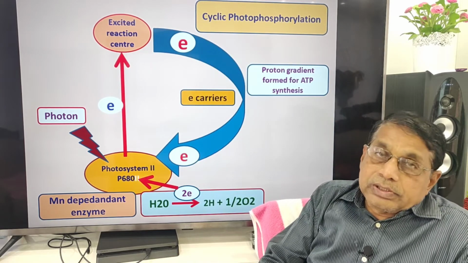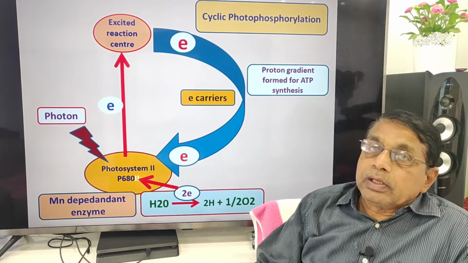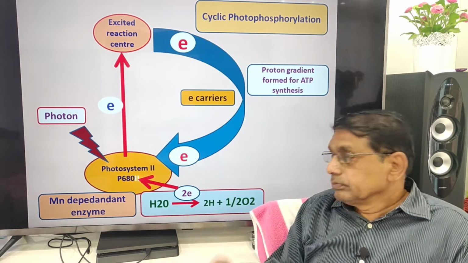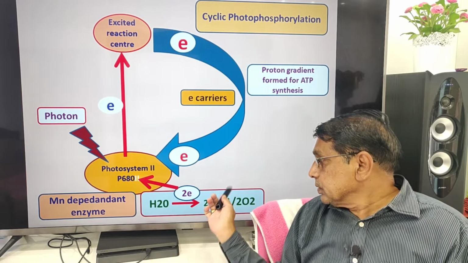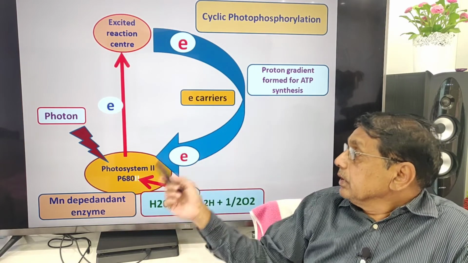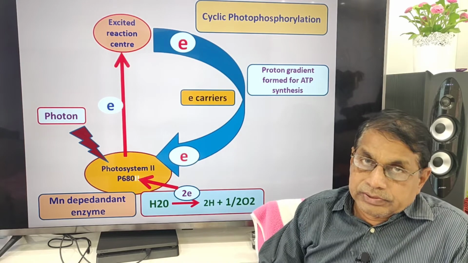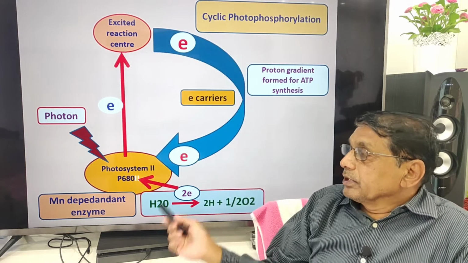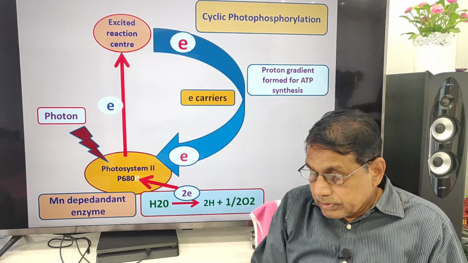During this process, the proton gradient is established. Because of this, water is split into 2 protons and 2 electrons. These electrons are accepted by NADH and the proton motive force is created. So this is cyclic photophosphorylation. Electrons return to the same photosystem.